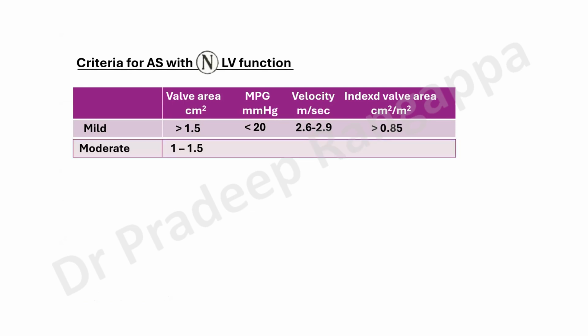So for moderate aortic stenosis, once you have these 4 domains that we need to look at, it is simple for you to remember this. In moderate aortic stenosis, valve area is 1 to 1.5, mean pressure gradient is 20 to 40, velocity is 3 to 4, and indexed valve area is 0.6 to 0.85.